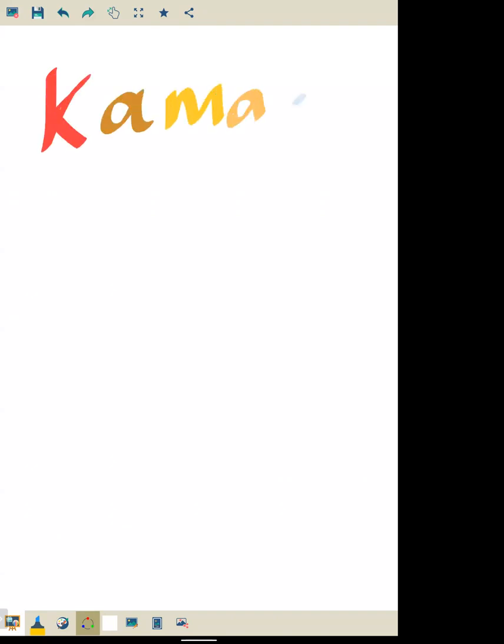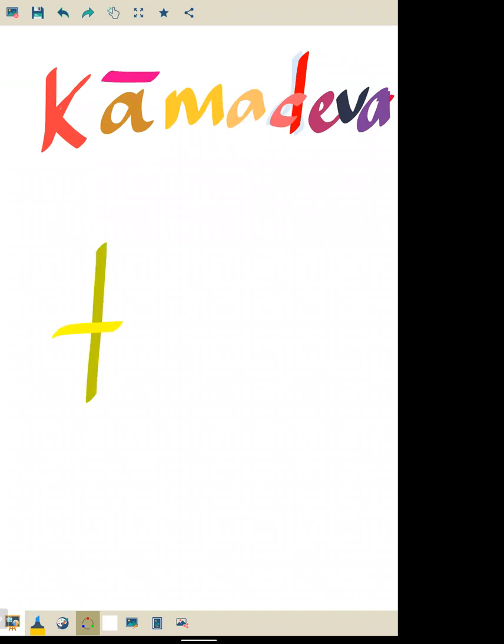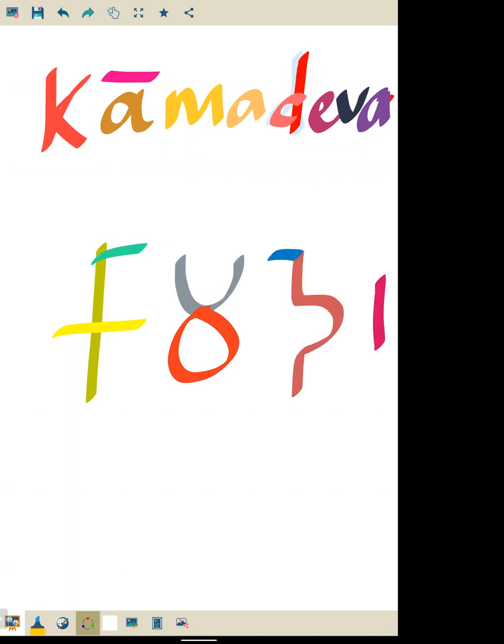Kamadeva. Ka, Ma, De, Va. You see, there are the matras. So at least write down 25 words from your side with the matras.